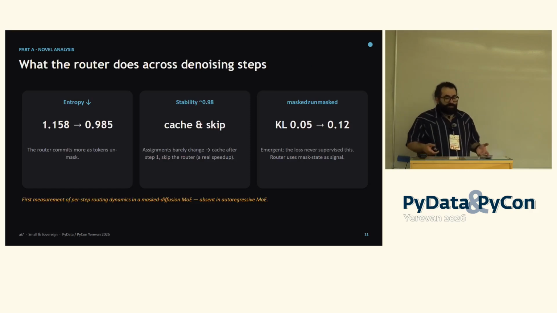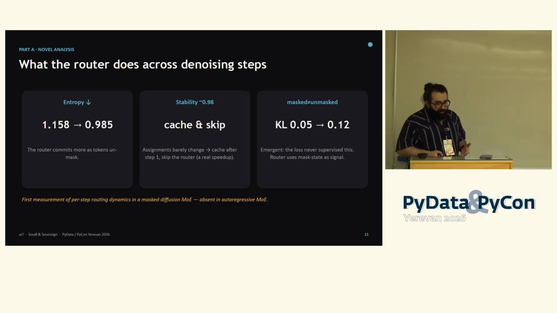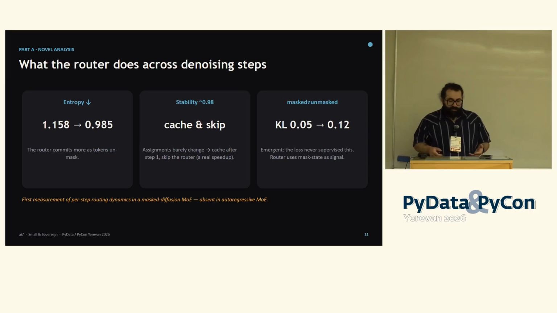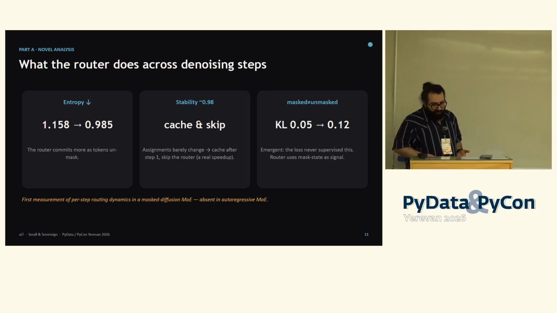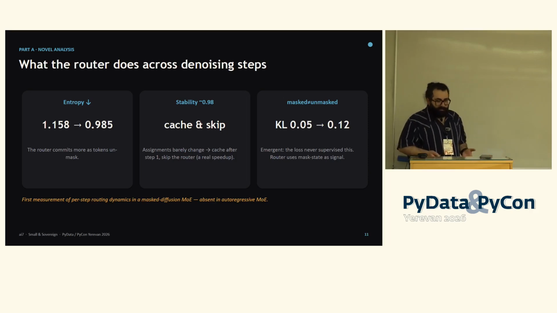What the router was doing across the denoising steps was committing more tokens as it was getting unmasked. And then it was caching the assignments after basically getting the entropy and committing all of that. It was caching the steps and skipping ahead, which was basically achieving the stability that we wanted, usable stability.